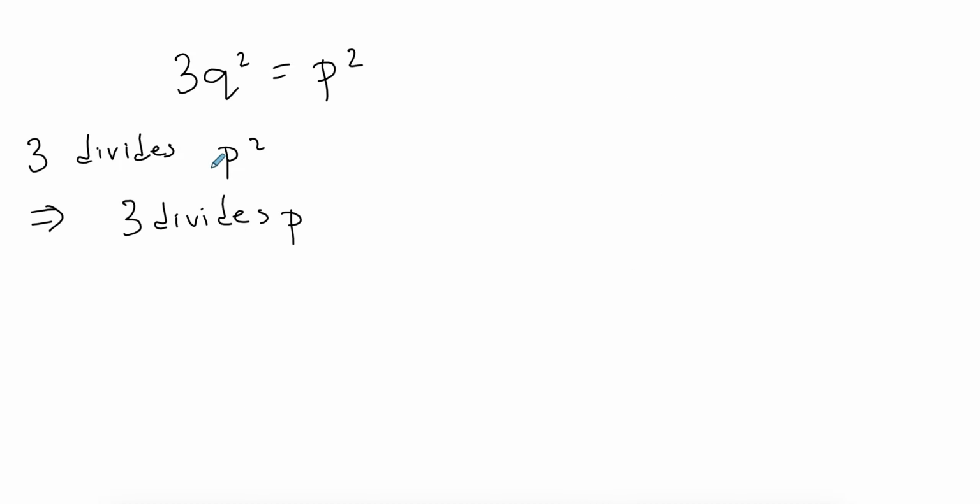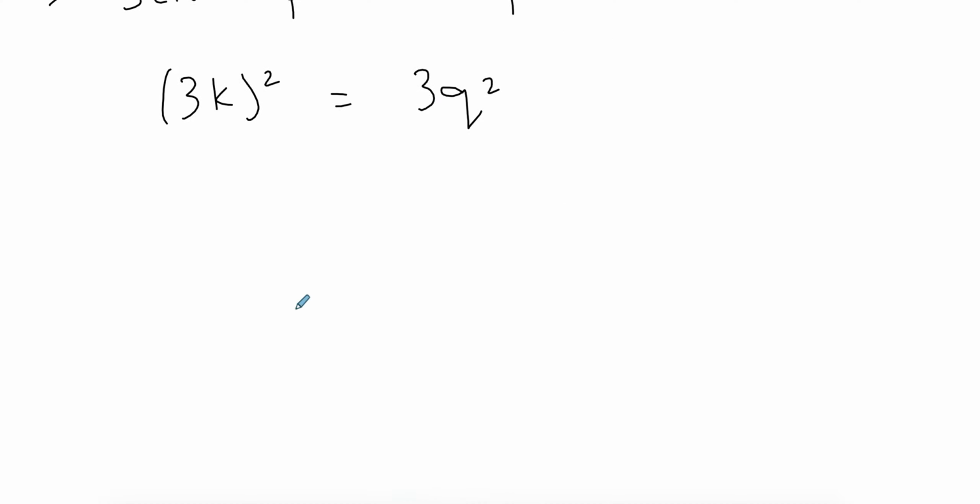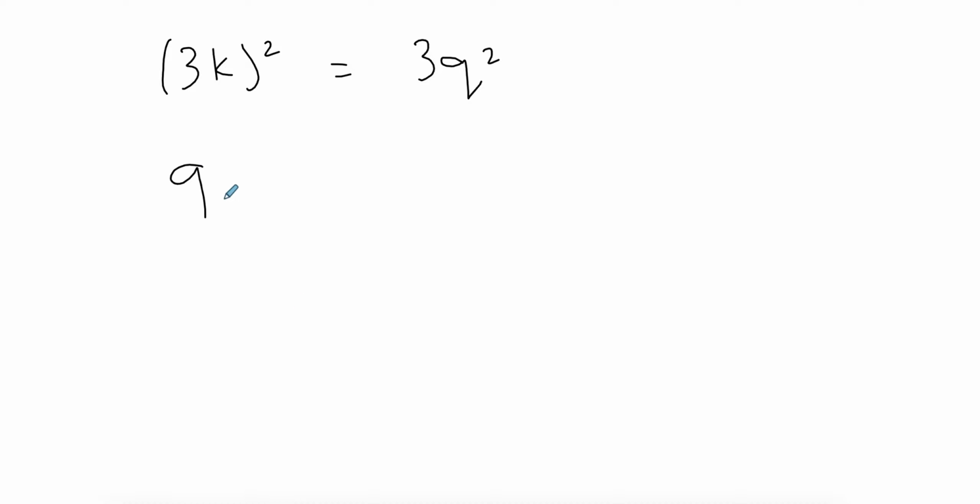So 3 divides p squared, so 3 divides p, which means that p can now be written as something like 3k, where k is an integer, because we said 3 divides p. So now I have two ways of writing p squared. I could either say it's 3k squared, or it's 3q squared, and the q squared comes from here. So just rewriting this would give us 9k squared equals 3q squared. Dividing both sides by 3, I'm going to get 3k squared equals q squared.